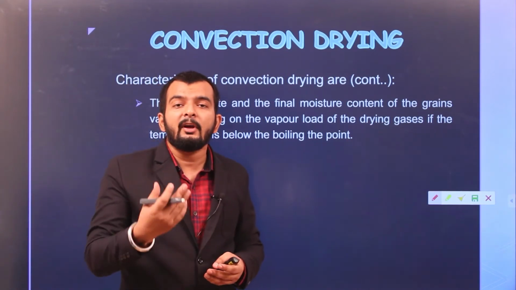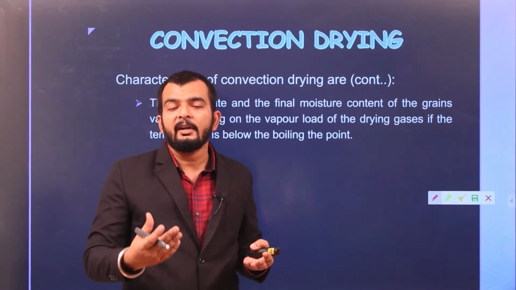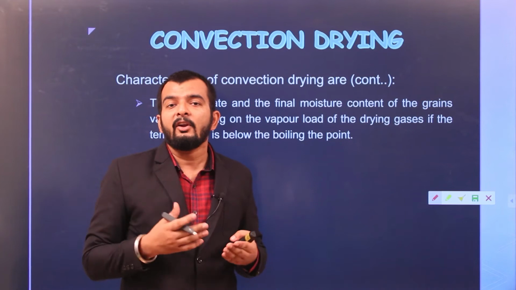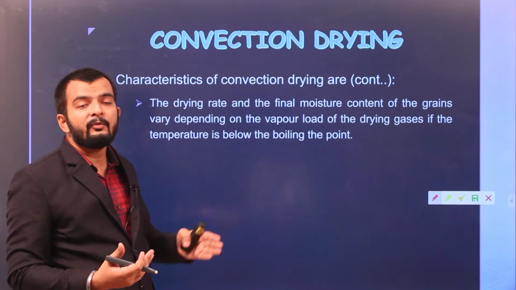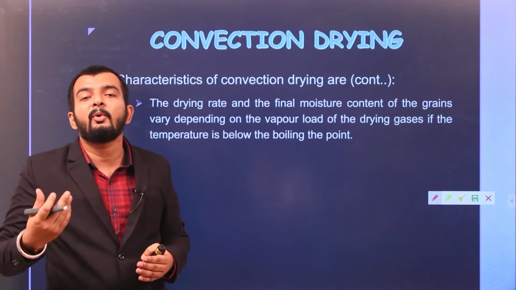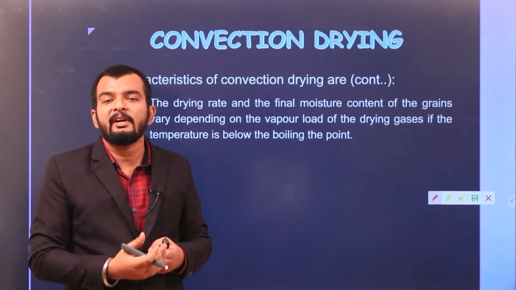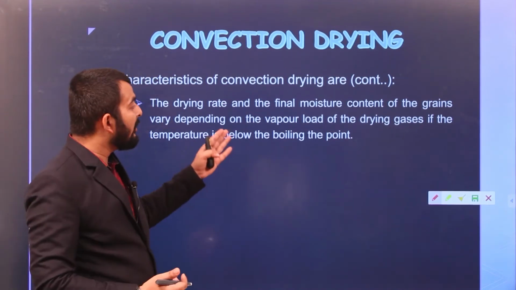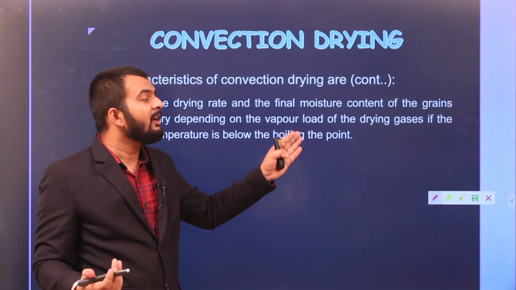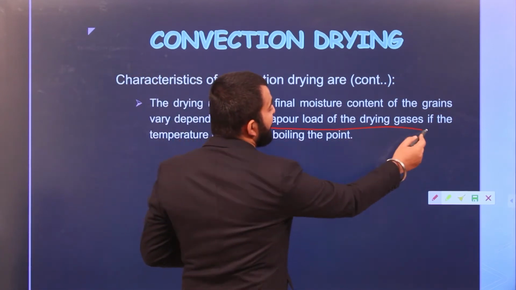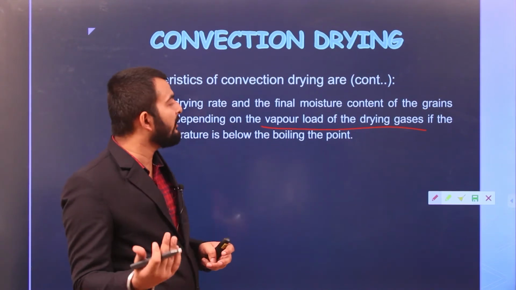Because suppose you are using moisture-laden air at a high temperature for drying, but since it is already saturated, it cannot hold more moisture. So the efficiency or the rate of drying will decrease. It will not be able to absorb moisture from the surface of the grains, and thus it will not have the capability to dry the grains. So the drying rate and the final moisture content of the grains depend highly on the vapor load of the drying gas, that is, the humidity of the hot gases that we are using.